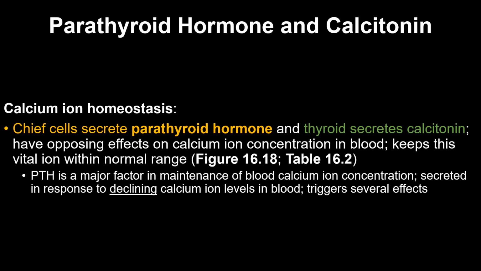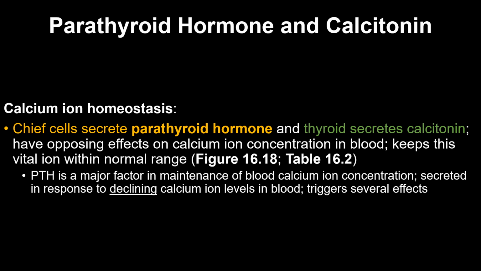As I briefly touched on in the introduction for this, calcitonin and parathyroid hormone are going to be produced by the thyroid and parathyroid glands respectively. Now let's take a closer look at the functions and the target tissues of these hormones, as well as their roles in maintaining calcium ion concentration in the blood within a specific range. So, the chief cells of the parathyroid gland are going to be what secretes the peptide hormone, parathyroid hormone, PTH. And this is a major factor in keeping blood calcium ion concentration within normal range.